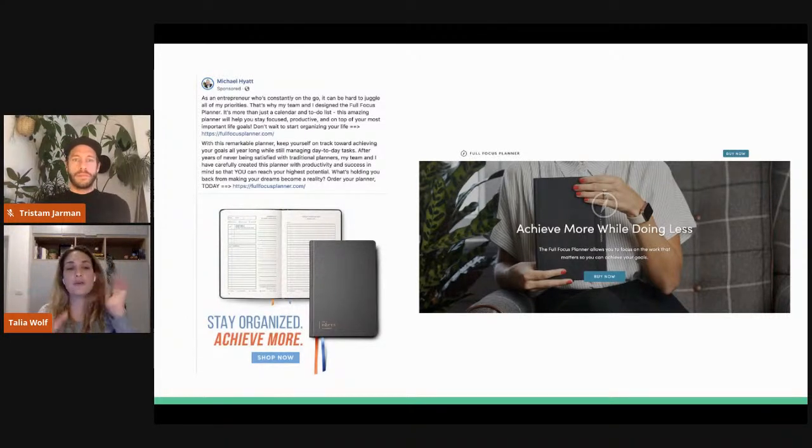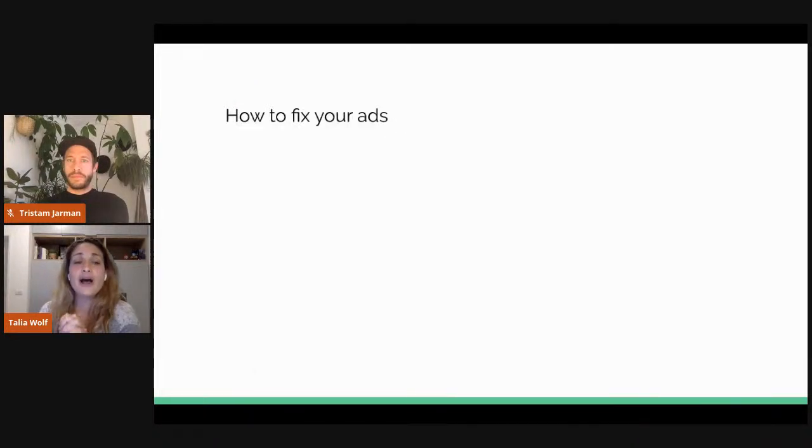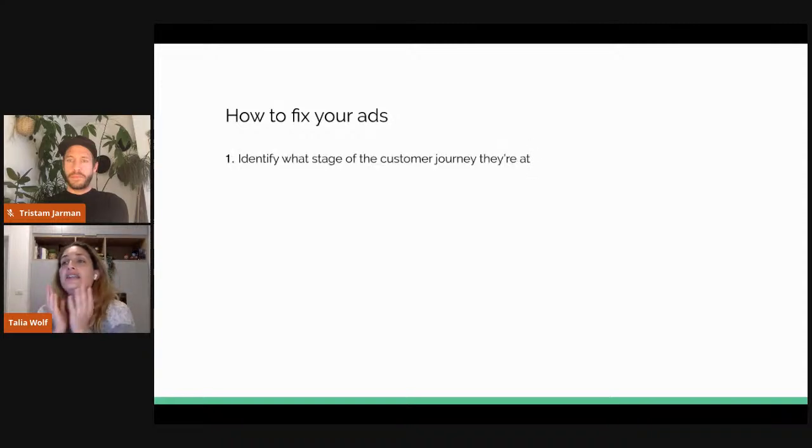So to fix this specific problem, if you have it, there are a few things that you can make sure of. Okay, so how to fix your ads. Number one, identify what stage of the customer journey people are at. To do that, you can actually look into the keywords that people are using. You can look at the traffic source that people are using. You can look at the keywords that people are searching on your website itself. And number two, you can then create ads that speak to that stage.